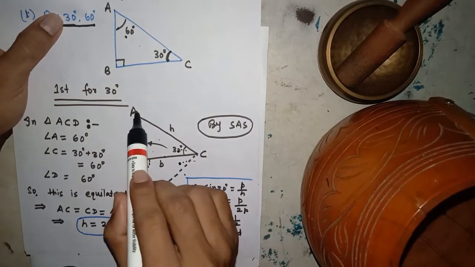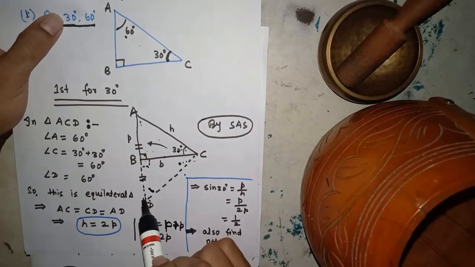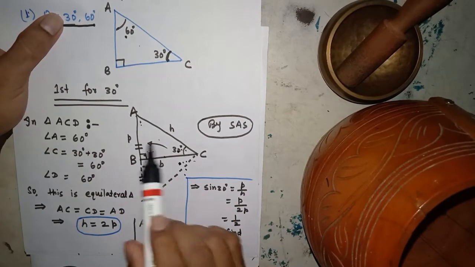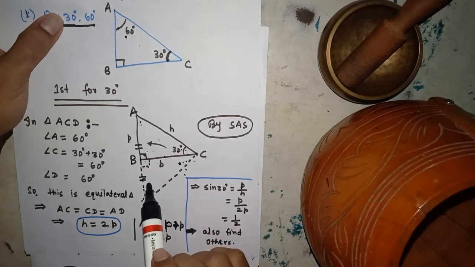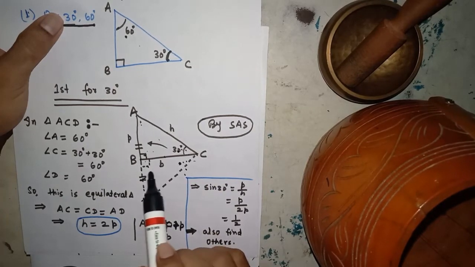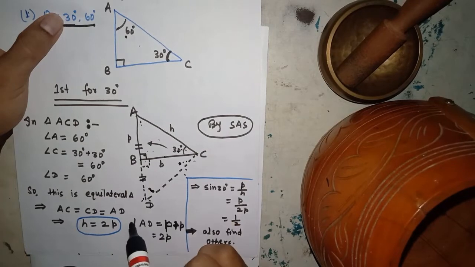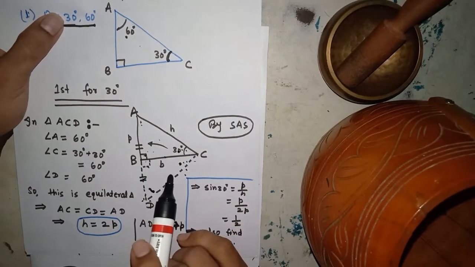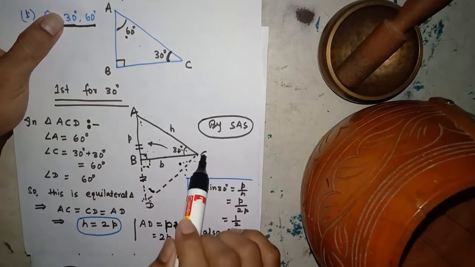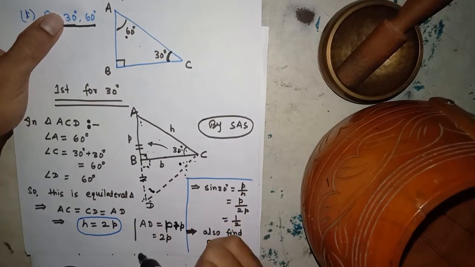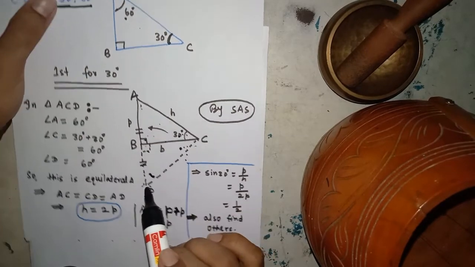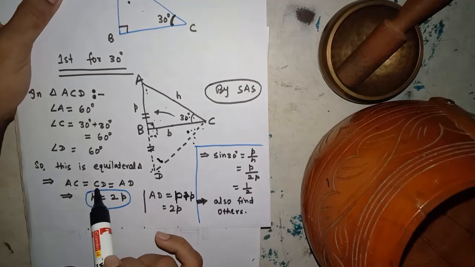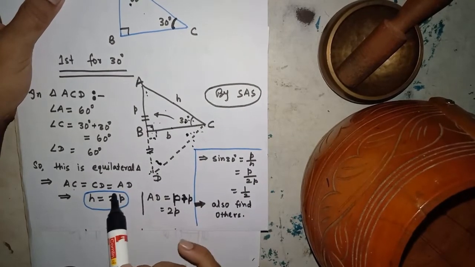So what you see here in the bigger triangle ACD, it is 60, it is 60, and it is 60. So which kind of triangle is it? Yes, this is an equilateral triangle. So we can say all sides are same. That's why you can say AC is equal to CD is equal to AD. Are you getting my point?